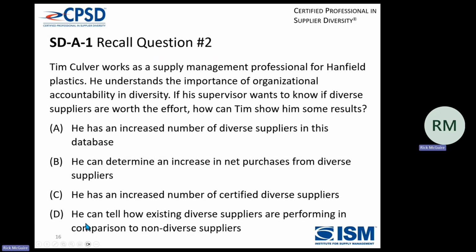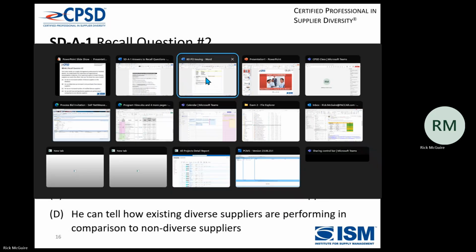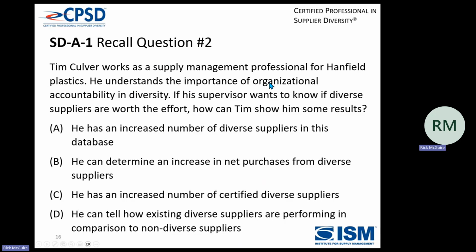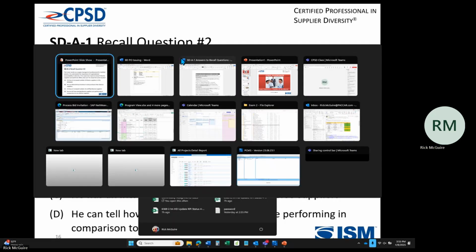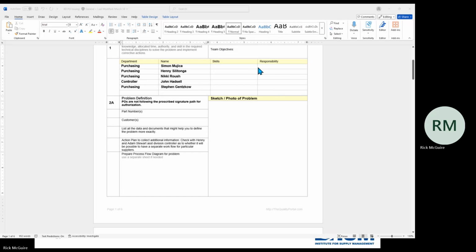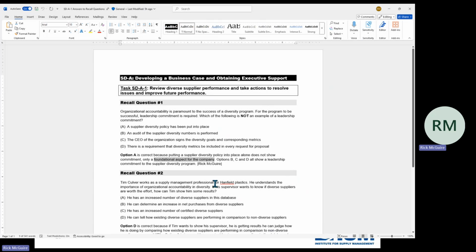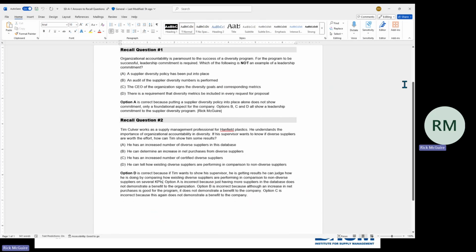That's just numbers. You can tell how existing diverse suppliers are performing in comparison to non-diverse suppliers. That's the money answer there. Better be D. Come on. There we go. It is. All right.